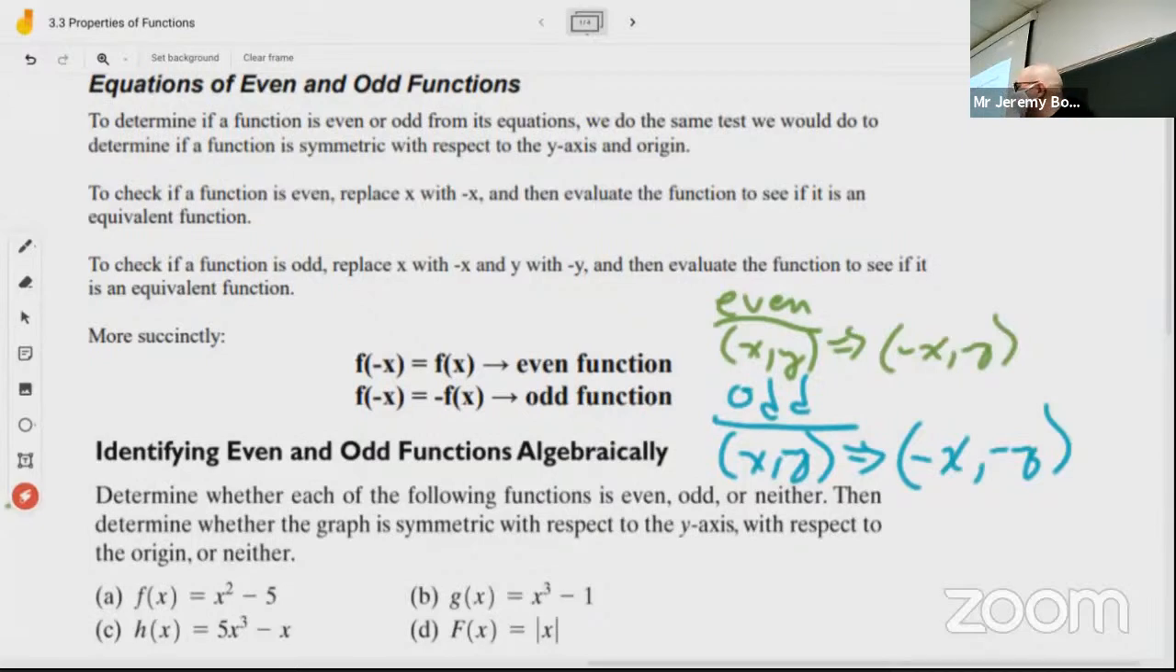And if you remember, this is kind of similar to what we did when we were talking about symmetry. Remember, we plugged in a negative y or a negative x. It's kind of the same thing we're doing, it's just we're dealing with a function instead. All right, so let's try some out.